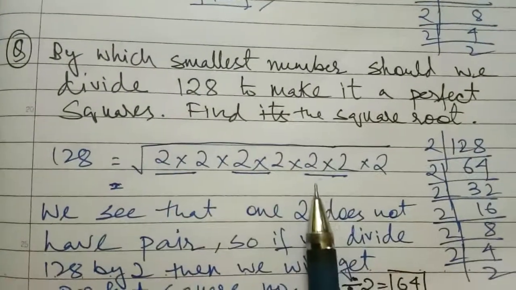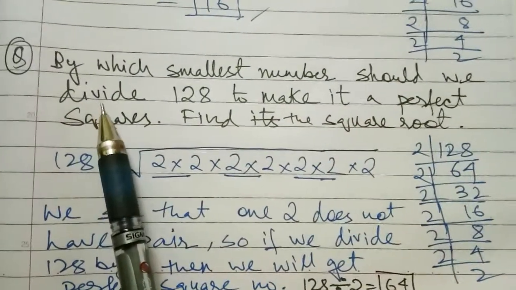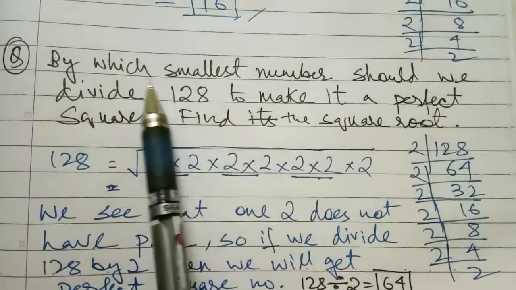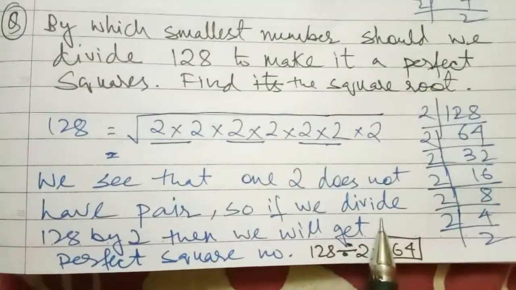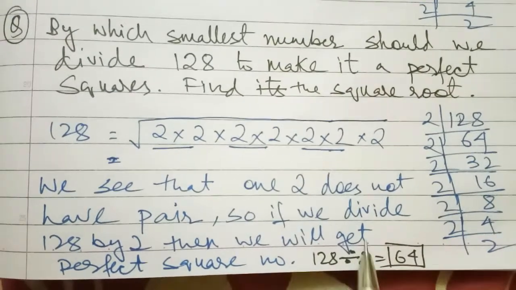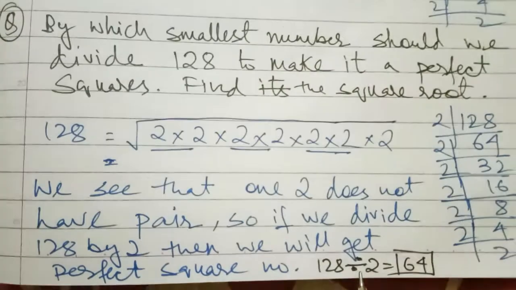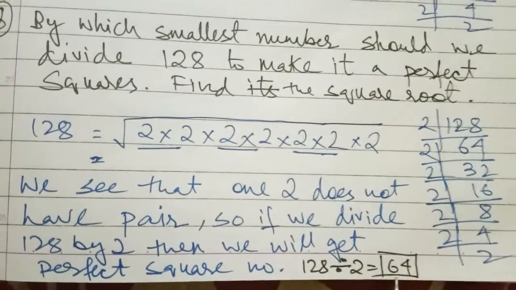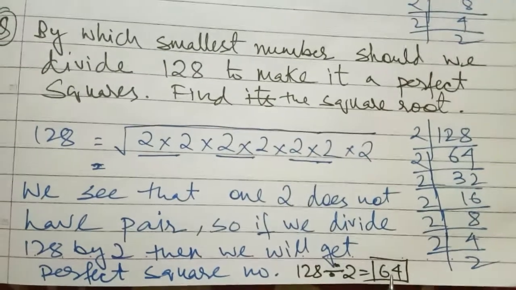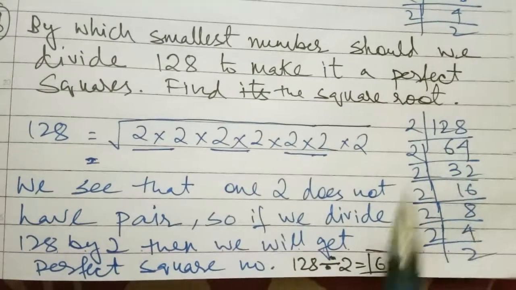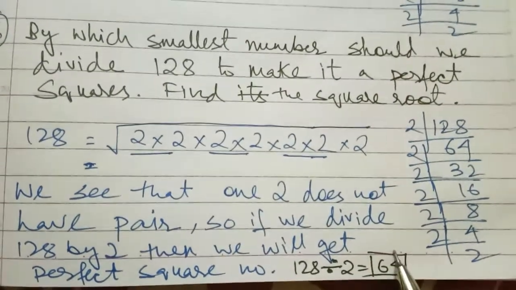Suppose in the question it is given to multiply, that is, what is the smallest number by which we should multiply to make it a perfect square. Then in place of divide, we will write multiply over here, and I give the multiplication symbol. Then 128 into 2 will be 256. Then the square root of 256, we again find by the prime factor method, or you can do it directly. Directly means that it will be only 16.